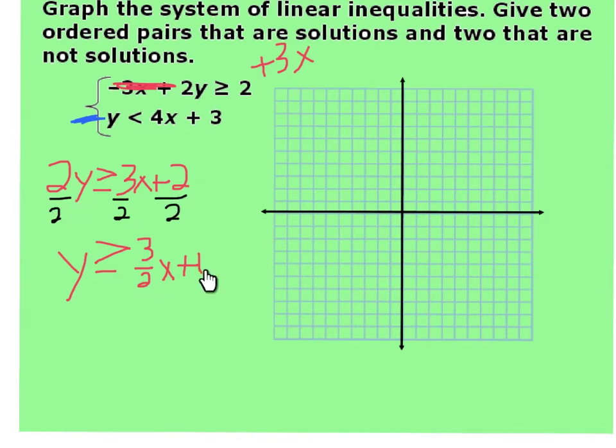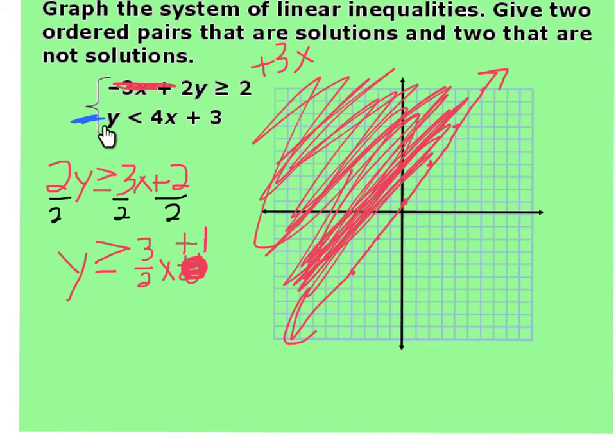That's a plus 1. So I already started to graph my red line. I started at 1, and I went up 3 over 2, up 3 over 2. And remember, solid line, because it could be equal to, so I'm going to make this a solid line, and I'll do that right now. And once again, where do I do my shading? I put my pencil right here, and I say y is greater than or equal to. So greater than means go above the line. So I'm going to shade this area.